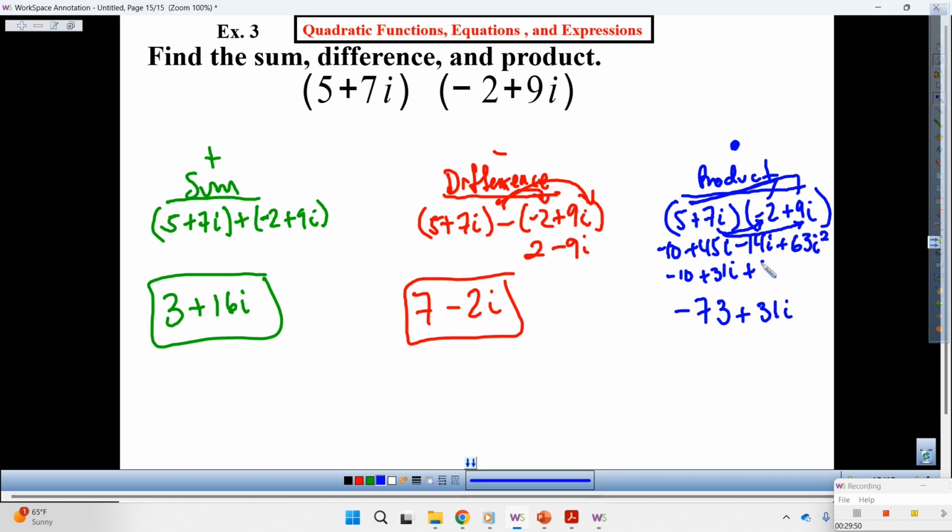Then we have positive 63, but we multiply that by, what do we substitute for i squared, everyone? I squared is negative 1. So that gives us negative 63, and negative 10, that's negative 73. That is correct. Let's go, Sebastian. From 1 to 5, how comfortable are you with these? All right. Do we need one more, or are we good? We good?